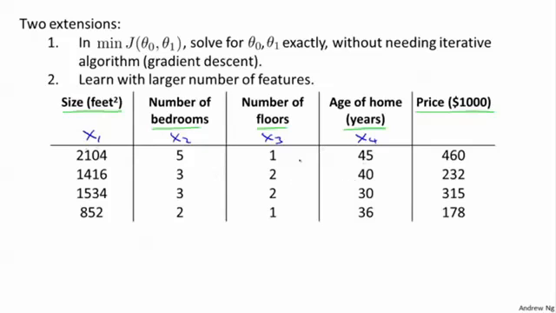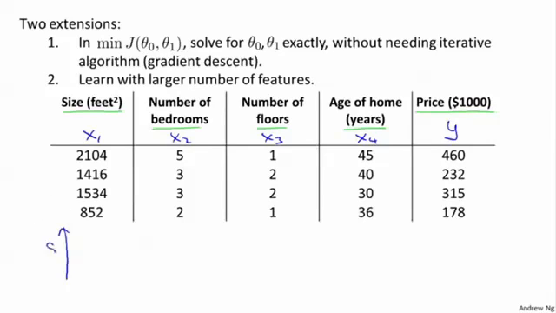We want to use these 4 features to predict Y, the price of the house. It turns out that with multiple features, it becomes harder to plot or to visualize the data. So for example, we try to plot this type of data set.